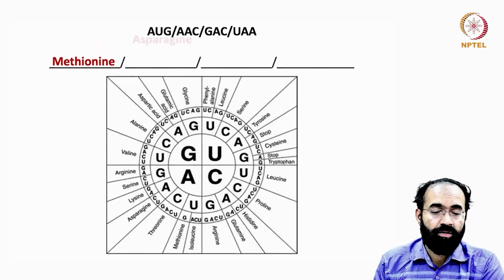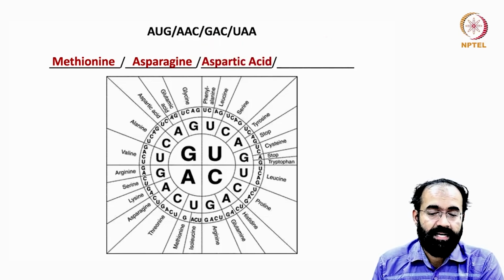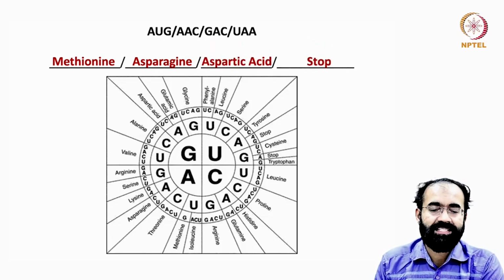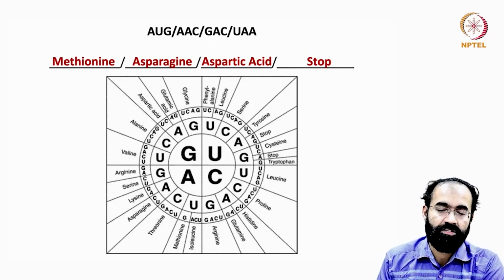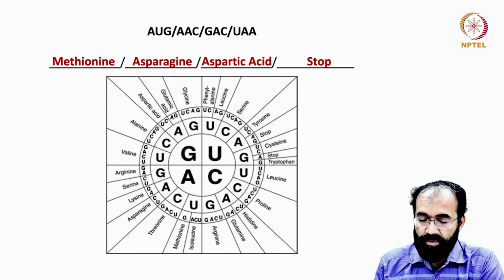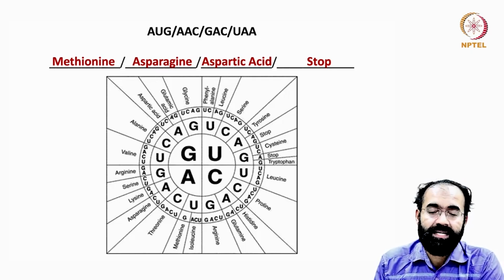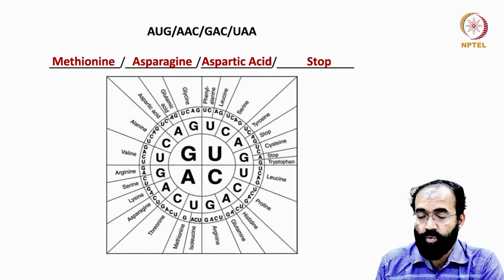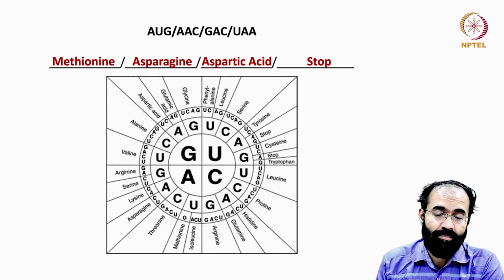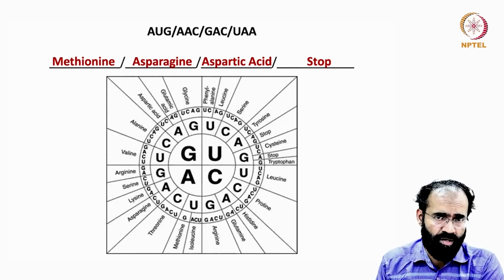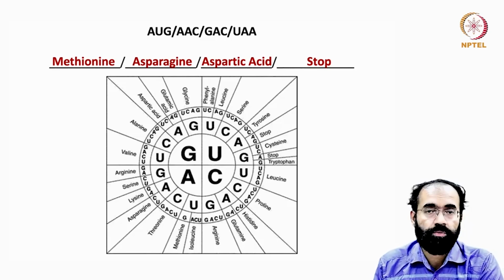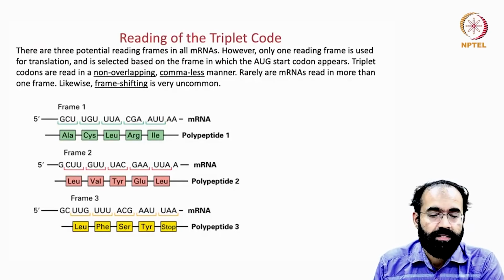So you can see methionine, asparagine, aspartic acid and stop codon. This is an example: you start with methionine and you can have any amino acid. Don't think that it has to be asparagine or aspartic acid, and eventually it will come to a stop codon. This is the easiest way of depicting a translation corresponding to these codons. AUG brings methionine, AAC brings asparagine, GAC brings aspartic acid, UAA brings a stop codon. But keep in mind, no mRNA will have just 3 codons or 3 amino acids. That is not an mRNA. It will have a much larger number.